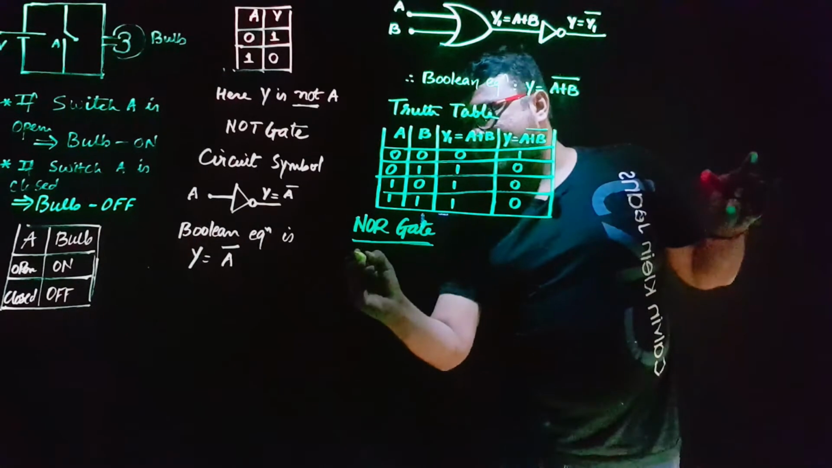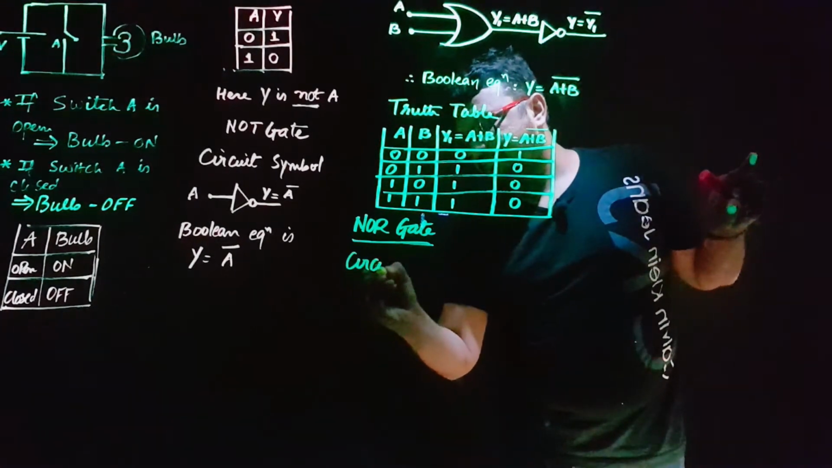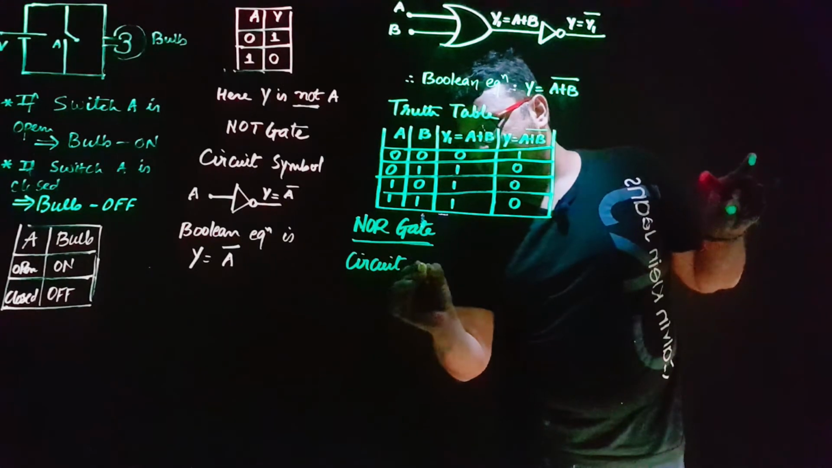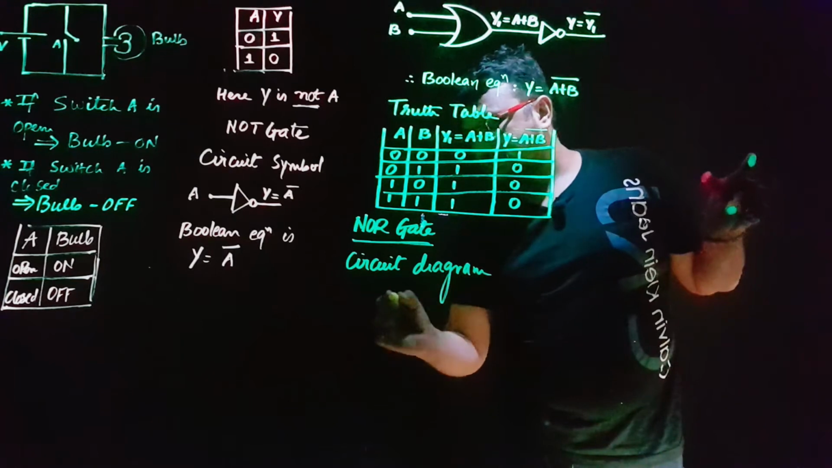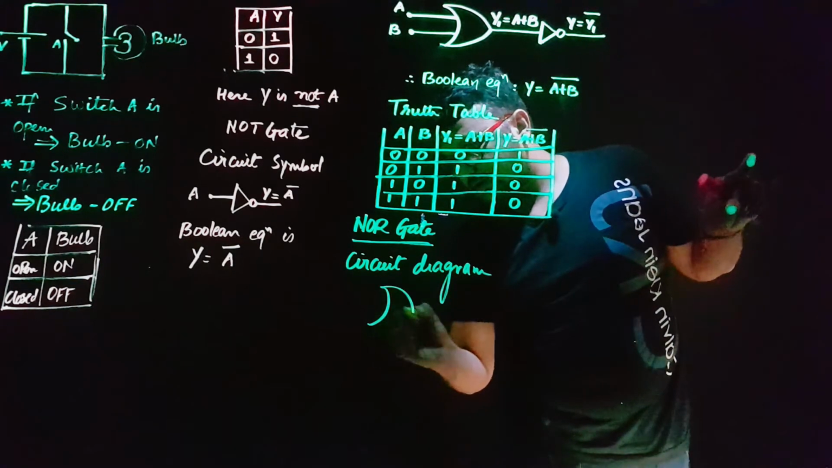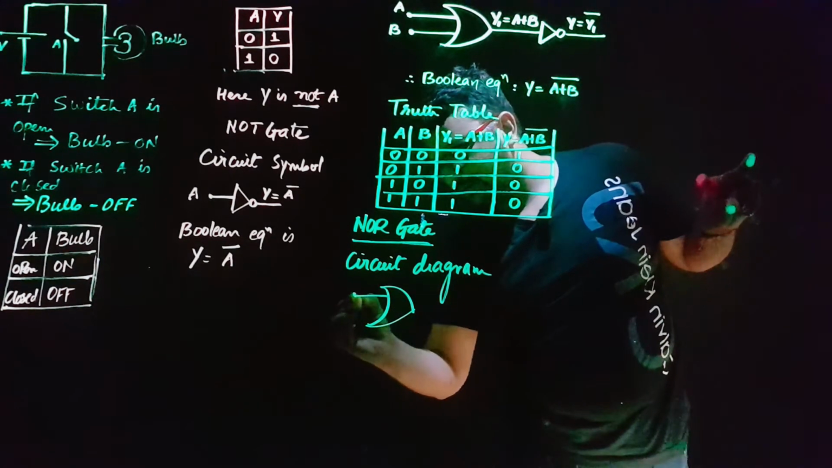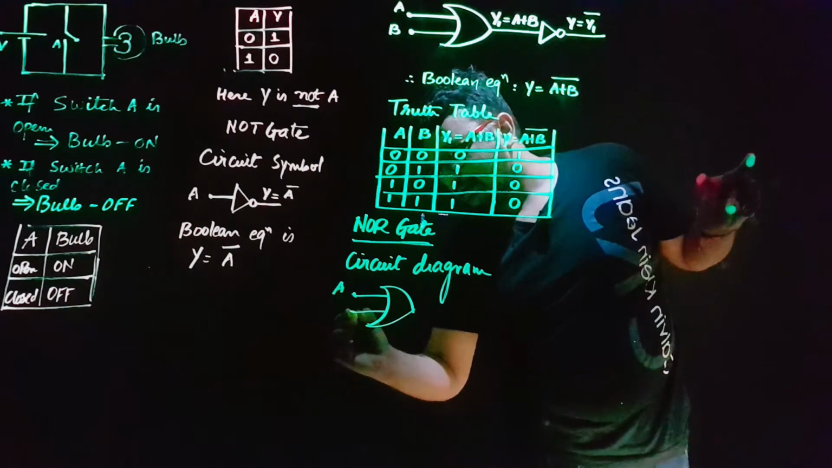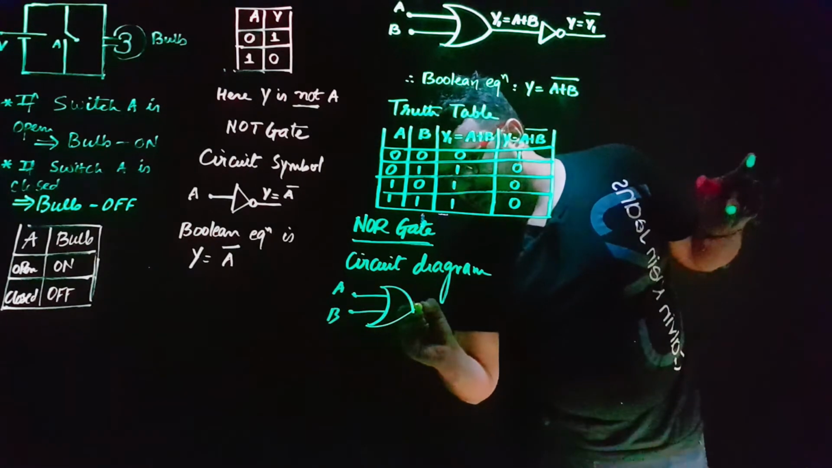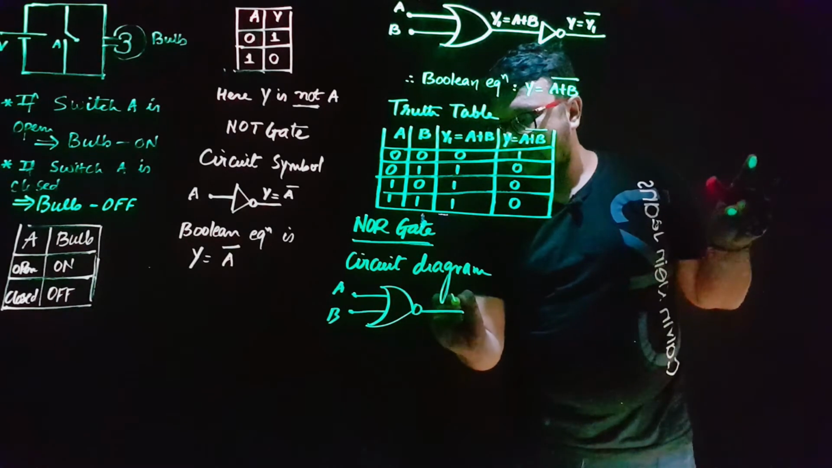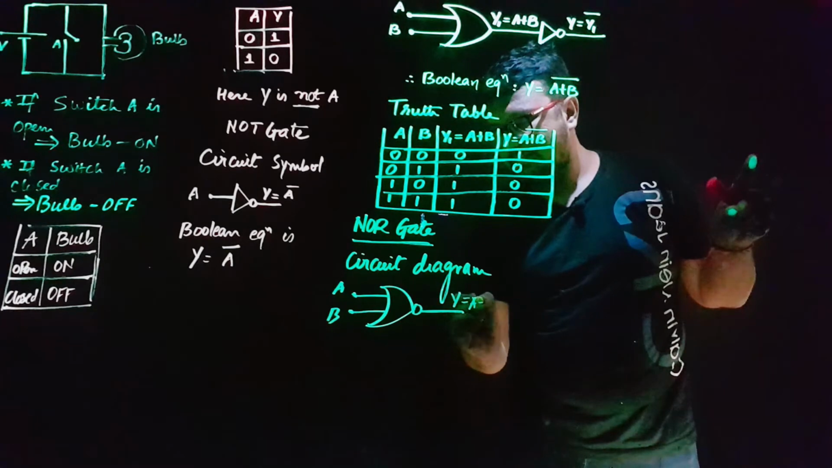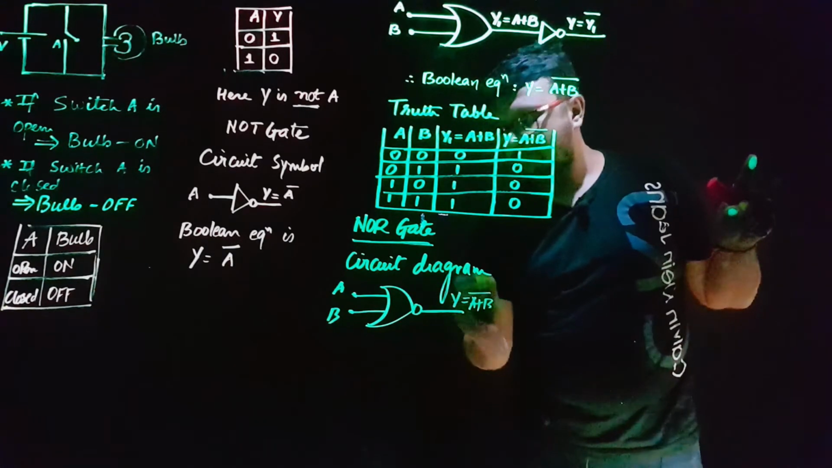Now what is the circuit diagram for NOR gate? So the circuit diagram is similar to the OR gate only. Look, this is an OR gate, 2 inputs A, B, but here we will have a bubble, and this bubble represents bar. So here Y will be equal to A plus B whole bar.